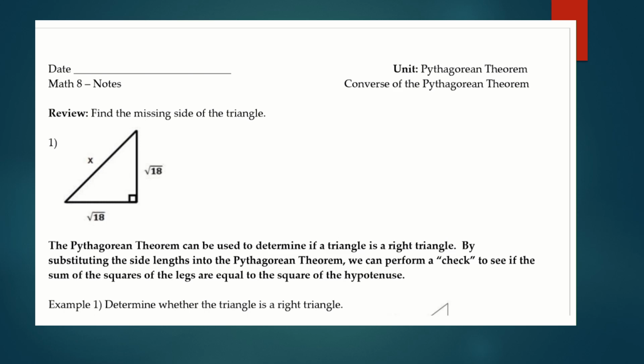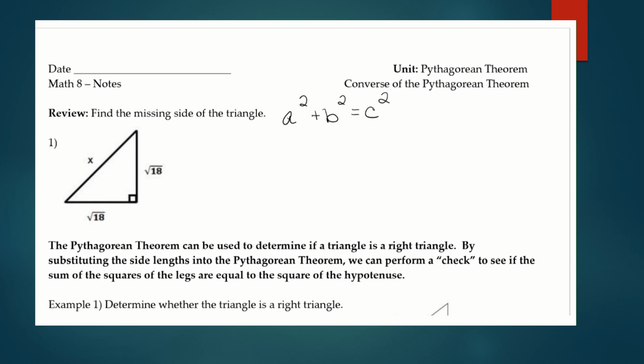So last week we talked about the Pythagorean theorem, which again is a squared plus b squared equals c squared. And this theorem, which applies only to right triangles, allows us to find a missing side of a right triangle when the other two sides are given to us.